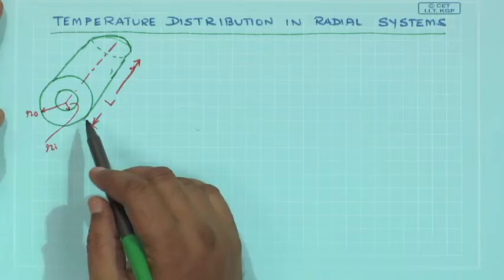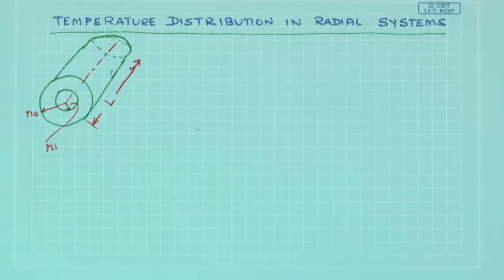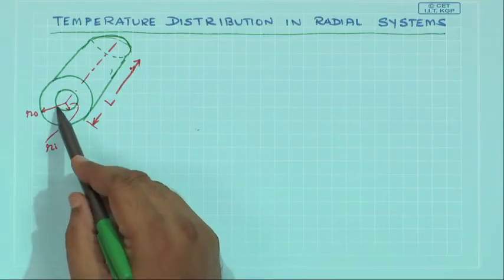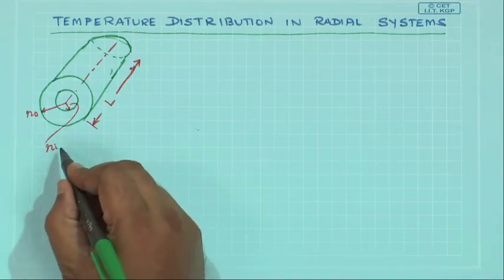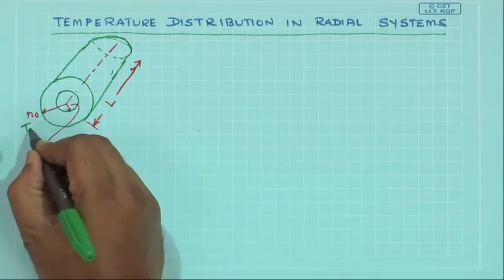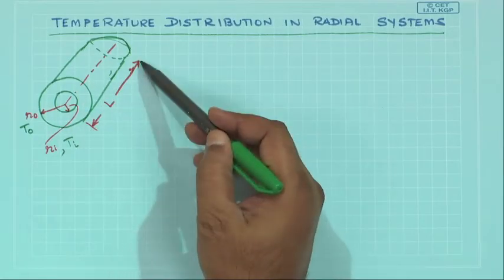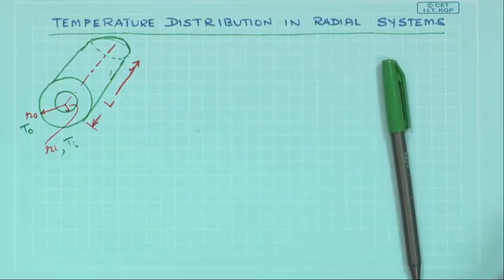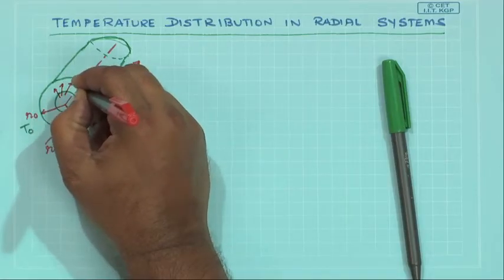So the figure that you see over here is that of a hollow cylinder whose inner radius is equal to r_i and the outer radius is r_o, and the temperature at the inside is maintained at T_i, whereas the temperature at the outside is maintained at T_o. So this is the situation. The length of the hollow cylinder is L, and we are trying to find out what is the flow of heat through this area to outside.